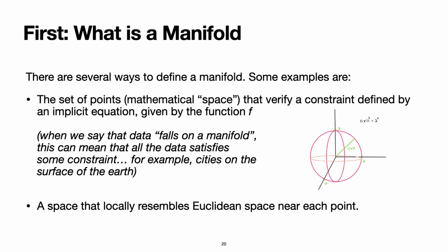Another definition is a space that locally resembles Euclidean space near each point. If you don't understand any of that, just think about a manifold as a set of points that all satisfy the same constraint. And if the manifold is easily embedded in Euclidean space, then it might look like a surface, like the surface of a sphere.